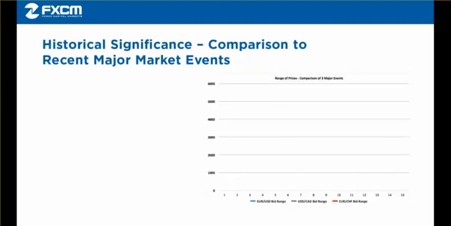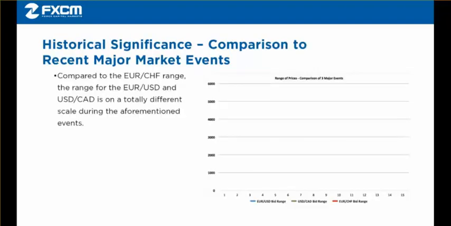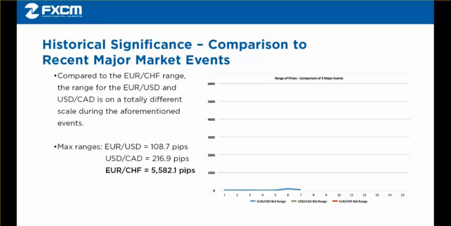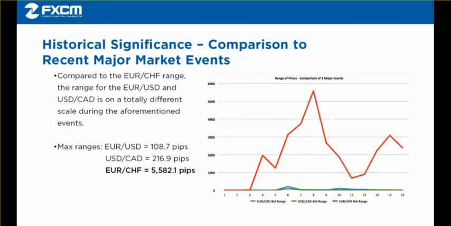This chart compares the range of prices of Euro-Swiss on January 15, 2015 to the two aforementioned market-moving events of 2015. Euro-Dollar following the U.S. jobless claims announcement on January 22, 2015, and Dollar-CAD following the Bank of Canada interest rate decision on January 21, 2015. Max ranges: Euro-Dollar, 108.7 pips, Dollar-CAD, 216.9 pips. The Euro-Swiss had a range equal to 5,582.1 pips.